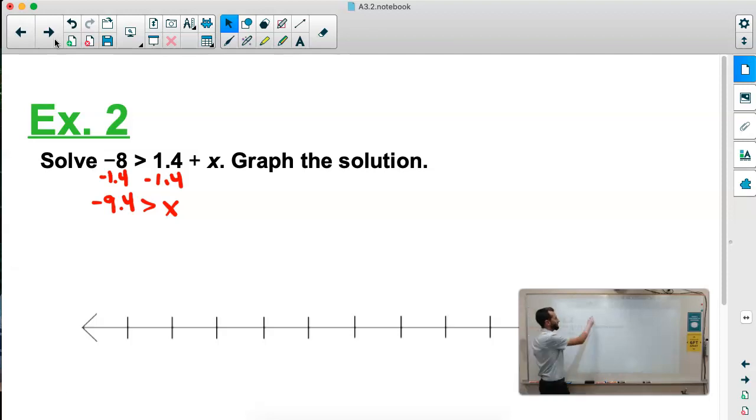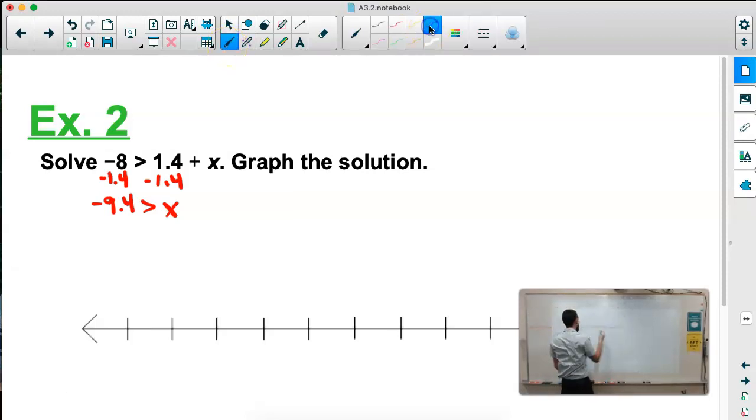And again, I'm never going to leave them this way. The way I'm going to write them is always from the perspective of x. So x is less than negative 9.4. Okay? So I just want to make sure I do this for two reasons. Number one, this is the way we should read them from the perspective of the variable. So even when I write it this way, it's x is less than negative 9.4.